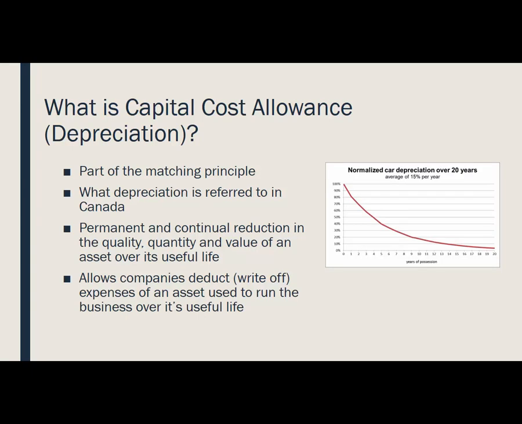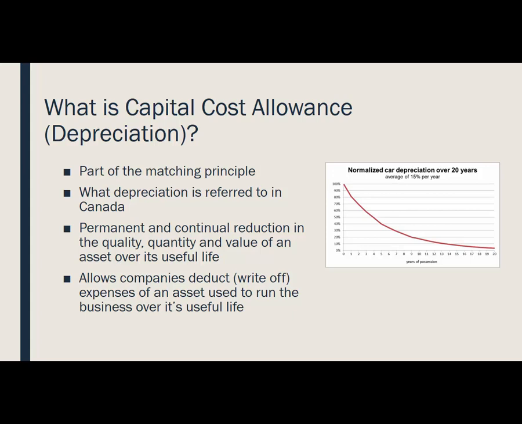Let's start off with what is capital cost allowance. Capital cost allowance is also referred to as depreciation. In Canada, we use the term capital cost allowance because we use a different approach. It's still considered depreciation and the terms are interchangeable. This is part of the matching principle, depreciation, where you match the costs that are being used for a fixed asset over the time that it's actually being used.